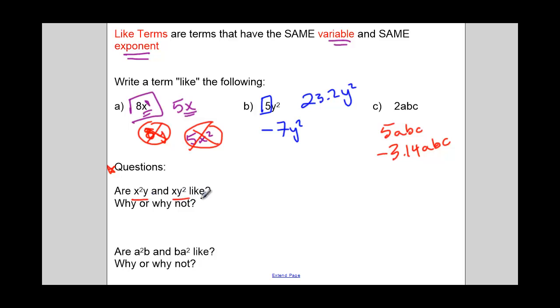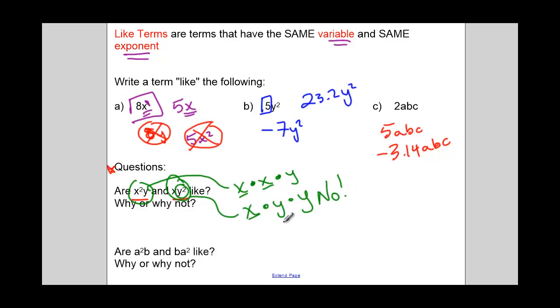x squared y and xy squared, are they like? Why or why not? Well, think about it this way. Let's expand x squared y. What does it mean to say x squared y? It means to take x, multiply it by x, and multiply it by y. This other one means to take x, multiply it by y, and then multiply the y by the y, because of BEDMAS we'd have to do that exponent first. You've got to ask yourself, am I raising the same variable to the same exponent? Well, the answer is no. x is being raised in the first case to the power of 2, and y is being raised in the second case to the power of 2.